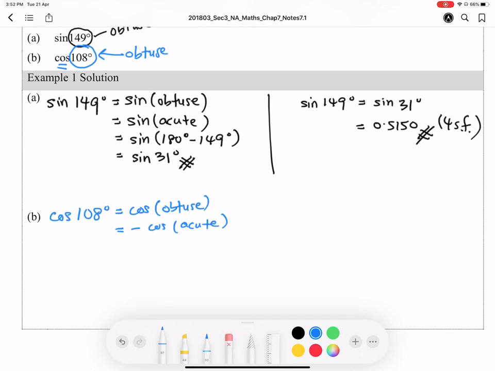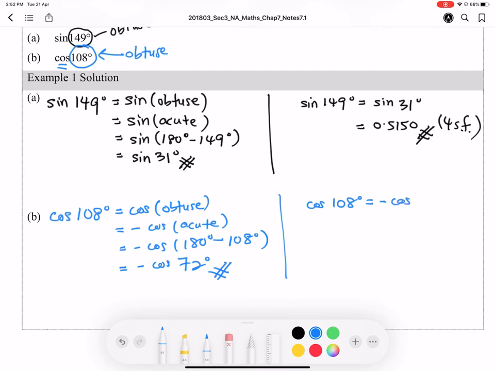And to get acute angle, we will do 180 degrees minus theta. So theta is 108 in this case. You have negative of cosine 72 degrees. So this is the answer to the first part. So the second part, cosine 108 degrees is equal to negative cosine 72 degrees is equals to negative 0.3090, correct to four significant figures.